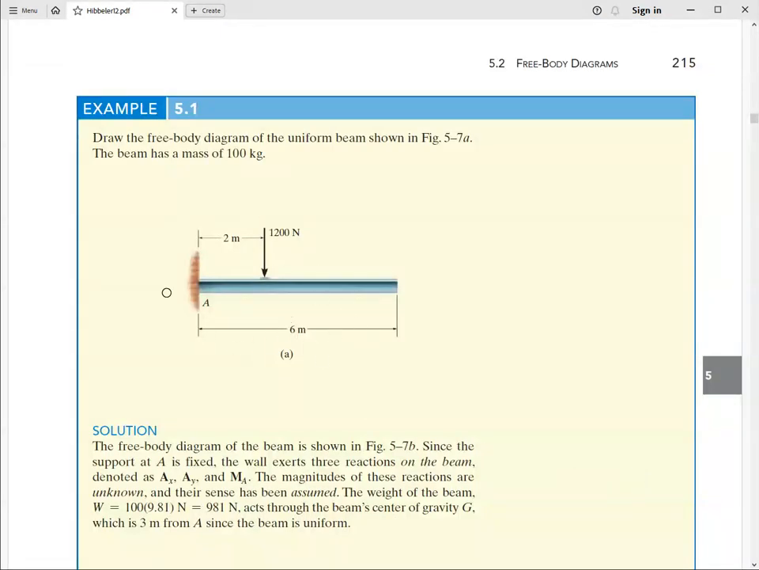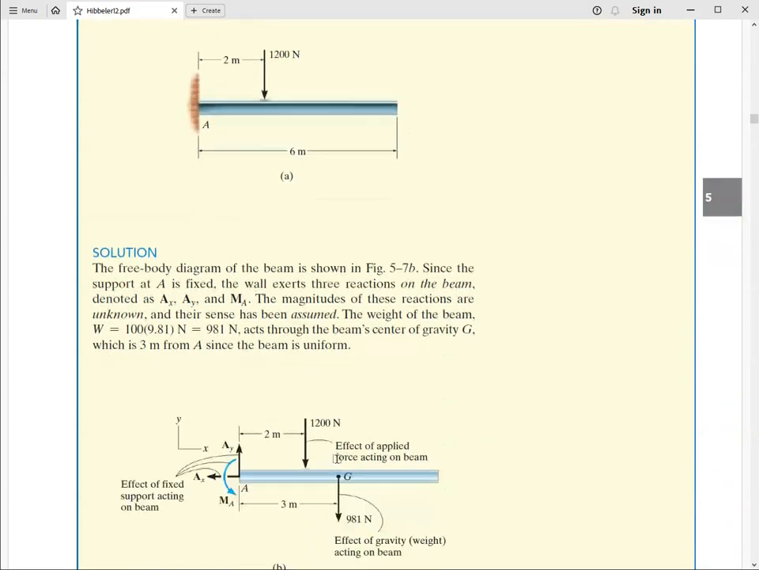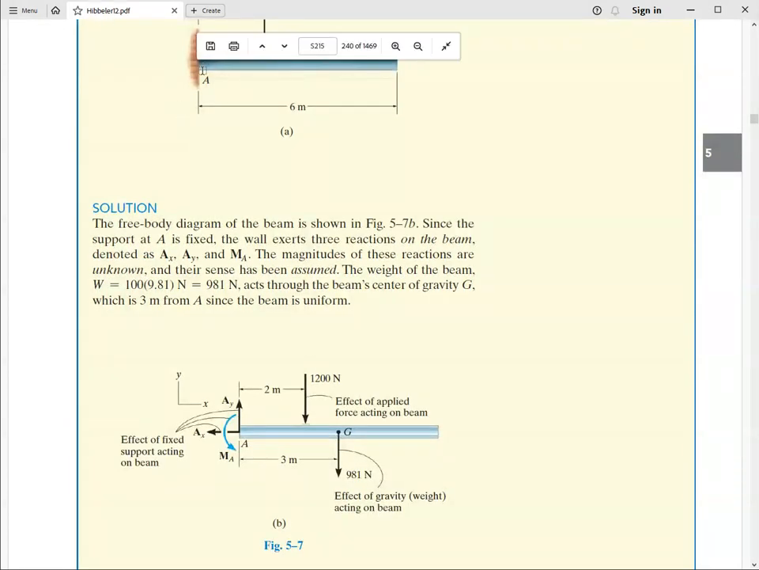So here's an example. A cantilever beam with an external load, some geometry. So free body diagram: since this is a fixed support, we show two forces and a moment.